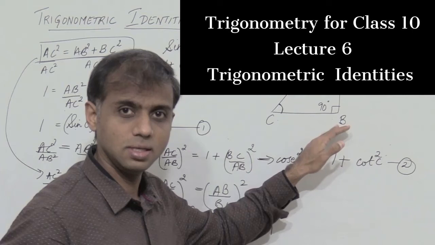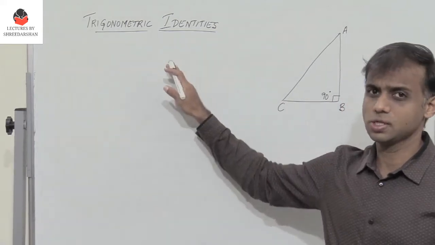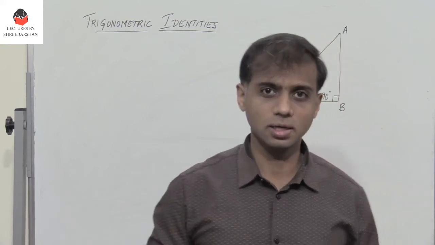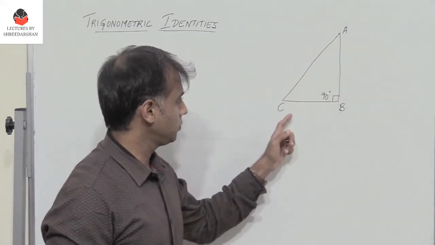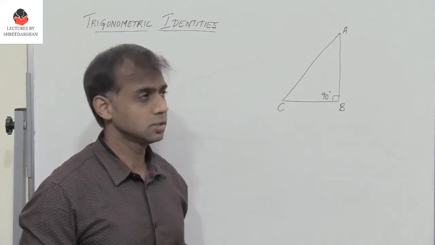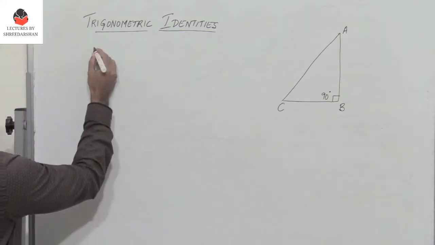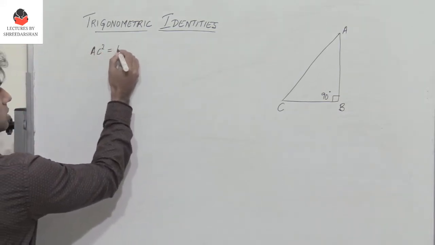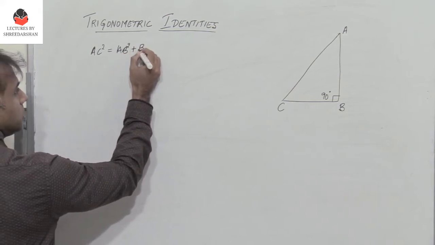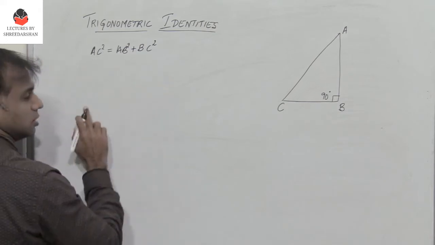To solve the problems given in the fourth exercise, we have to derive the trigonometric identities, which are very simple. To derive them, let us consider a right angle triangle ABC, with angle B equal to 90 degrees. Now this is a right angle triangle, and we know that AC square equals AB square plus BC square. This is according to Pythagoras theorem.